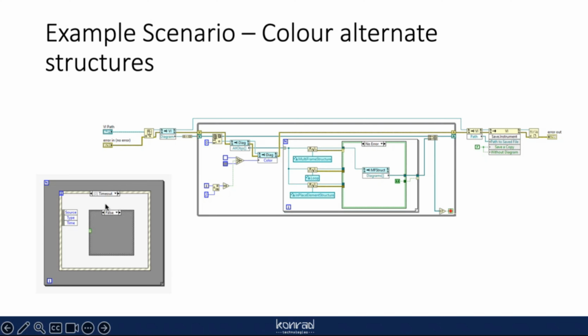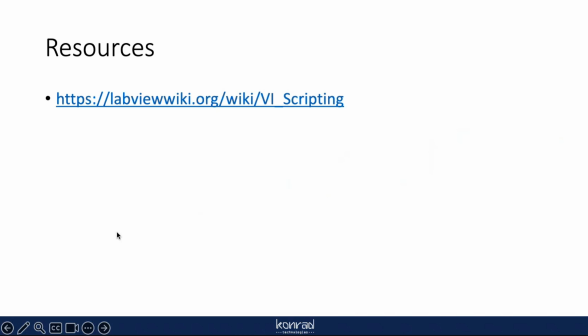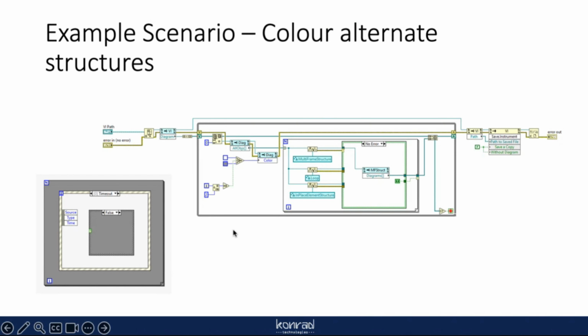Imagine I'm building a list of all of the different block diagrams. Each of these structures can be considered its own block diagram. So if I'm building a list of them, for odd items, I'm making them white, and for even numbered items, I'm making them dark gray. So this is the scripting code that, if I run it on a VI, will color my block diagram.